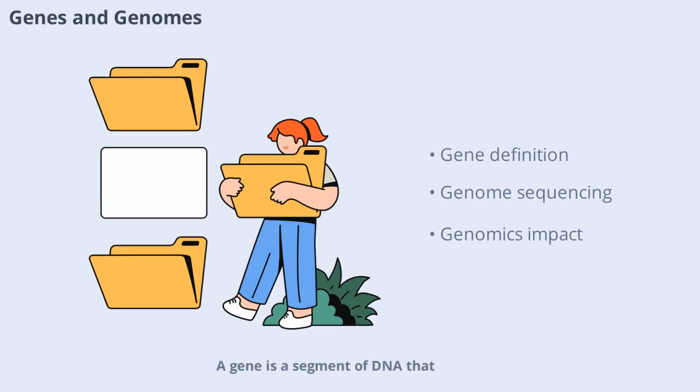A gene is a segment of DNA that contains the instructions for making a specific protein. The complete set of genes in an organism is called its genome. Genomics is the study of genomes, and it has revolutionized biology and medicine. By sequencing genomes, scientists can identify genetic variations, trace evolutionary relationships, and predict disease risks. Interpreting genomic data is a complex task that requires powerful computers and sophisticated algorithms.